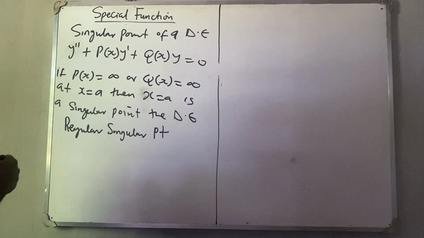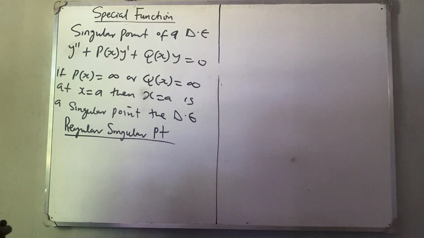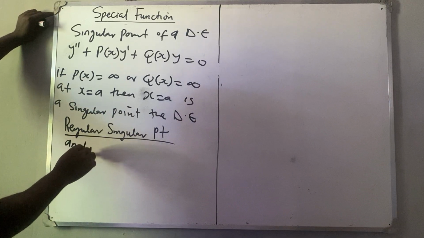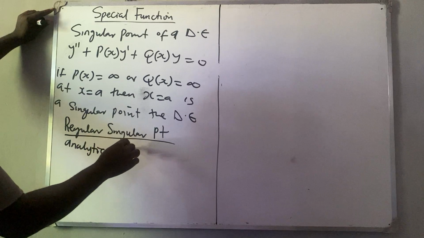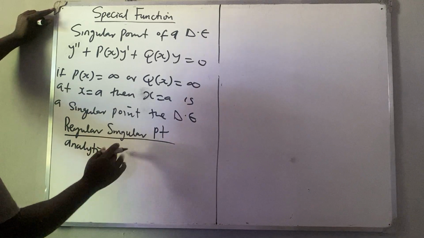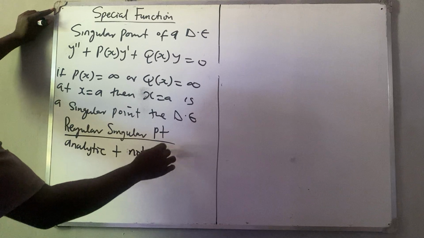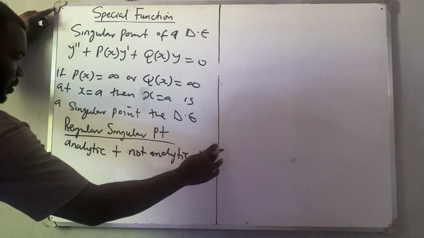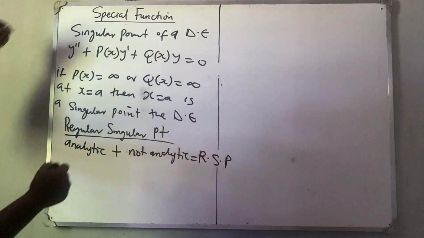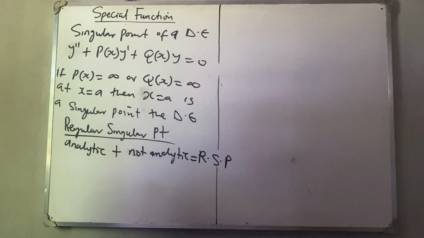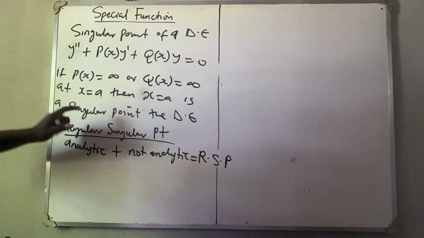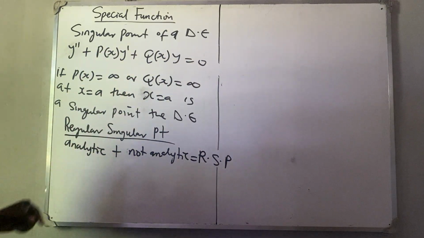Now, how do you know whether it is a regular singular point or an irregular singular point? You should note that not analytic plus analytic is what we call the regular singular point. Let me explain what I mean by that. First of all, x equal to a must be a singular point before we check if it is a regular singular point or not.